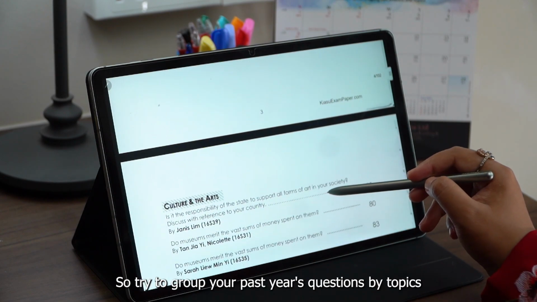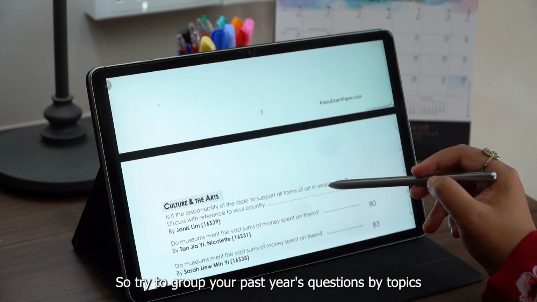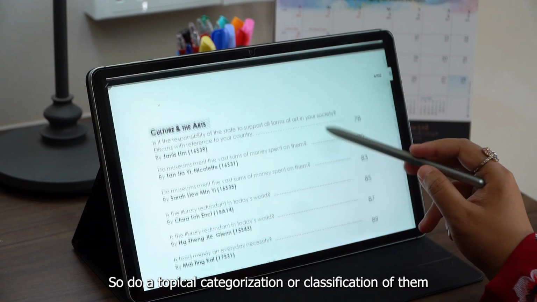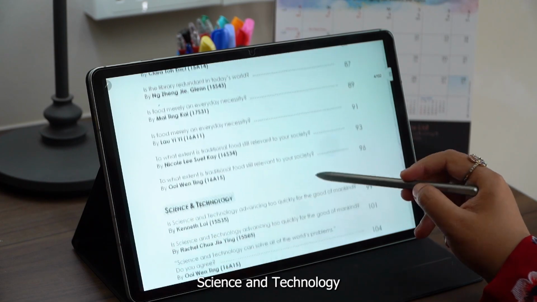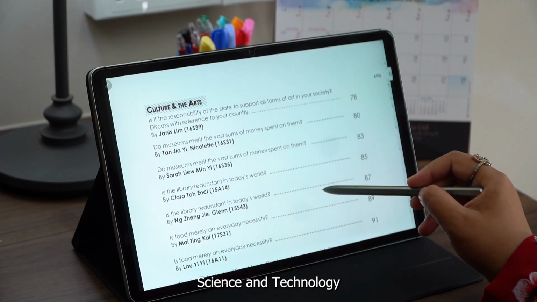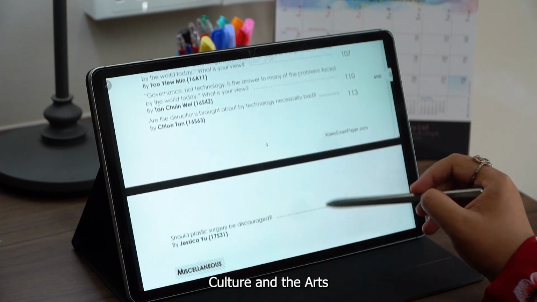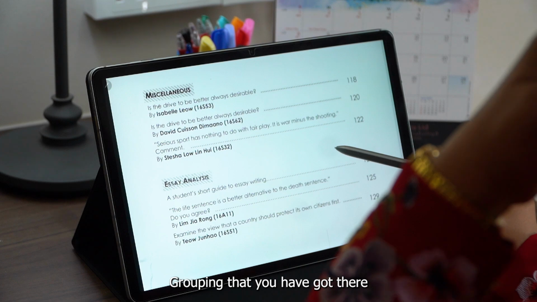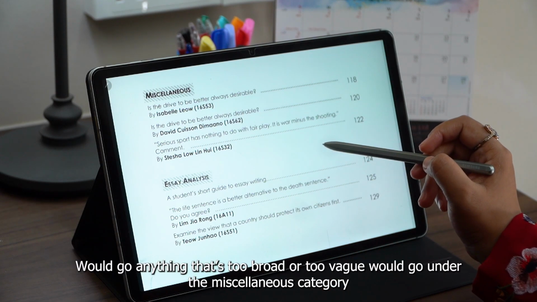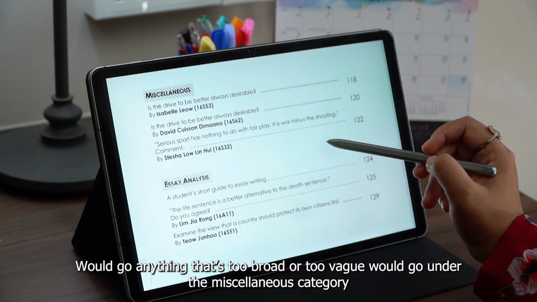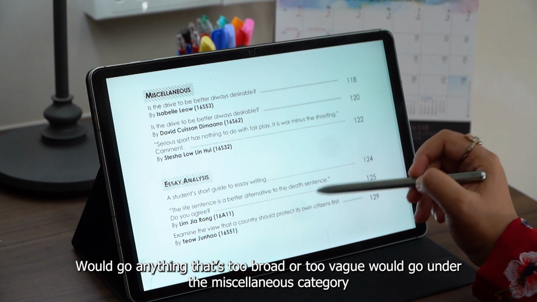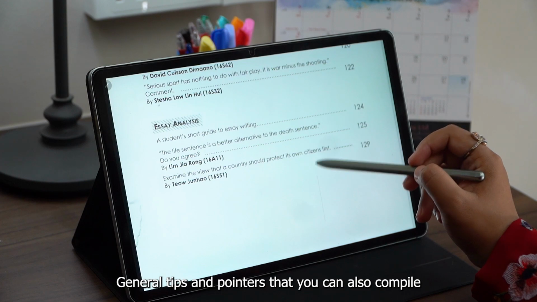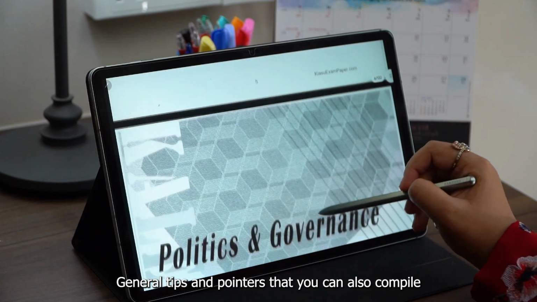So try to group your past year questions by topics. So do a topical categorization or classification of them. Science and technology, culture and the arts, miscellaneous, anything that doesn't fit into the grouping that you have got there would go, anything that is too broad or too vague will go under miscellaneous category. And then essay analysis, so some kind of general tips and pointers also you can compile.